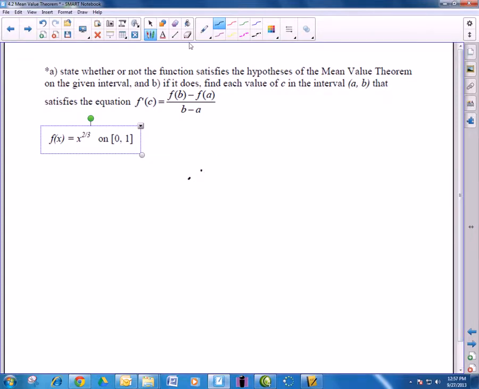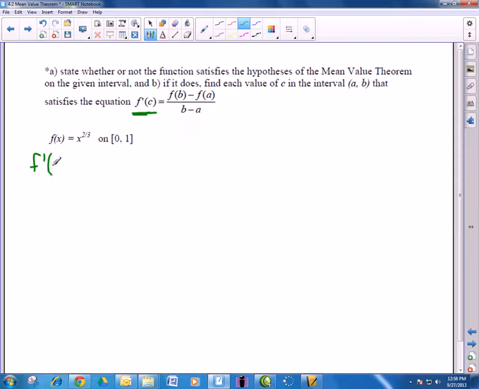So here's our example. The first thing we need to do is figure out what our different parts are. Let's do this one in green. We're going to find the derivative at c. C and x are interchangeable. We don't use x because x is on the interval, but c has to be somewhere between a and b.